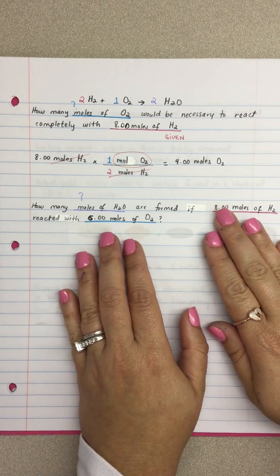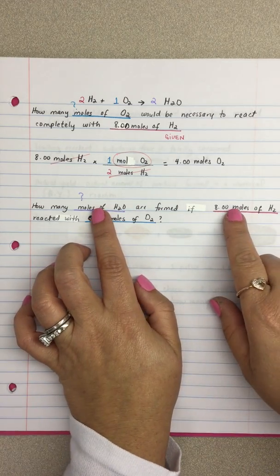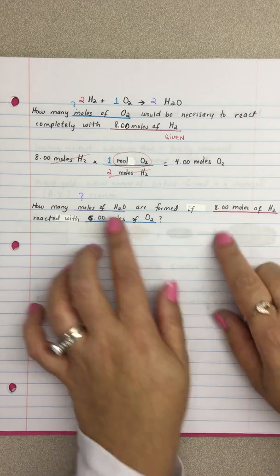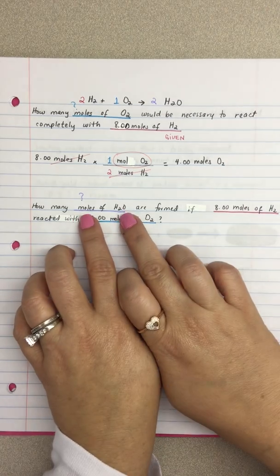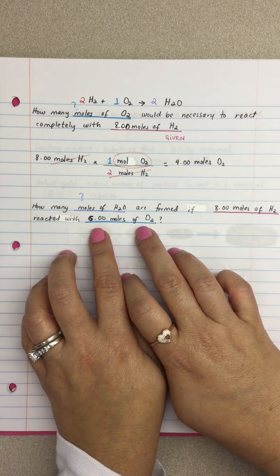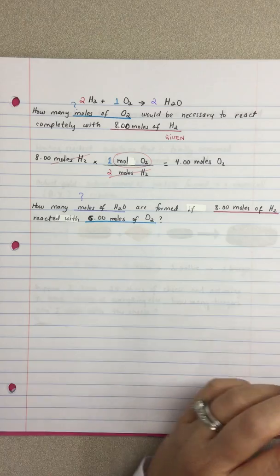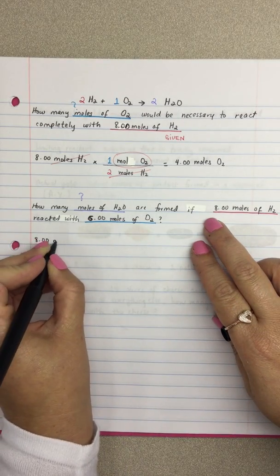I have 2 reactants, so I'm going to find out how many moles of water I can get with this amount of hydrogen, and then in a separate calculation, I'm going to find out how many moles of water I can get with this amount of oxygen. So I'm going to start with my hydrogen, and the given amount for the hydrogen is 8 moles.